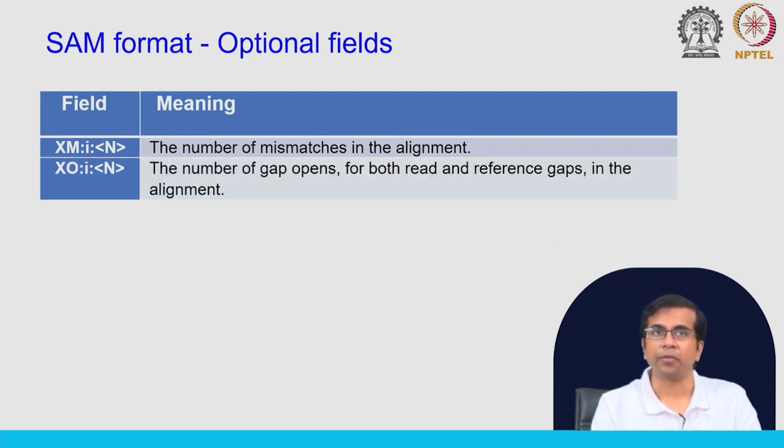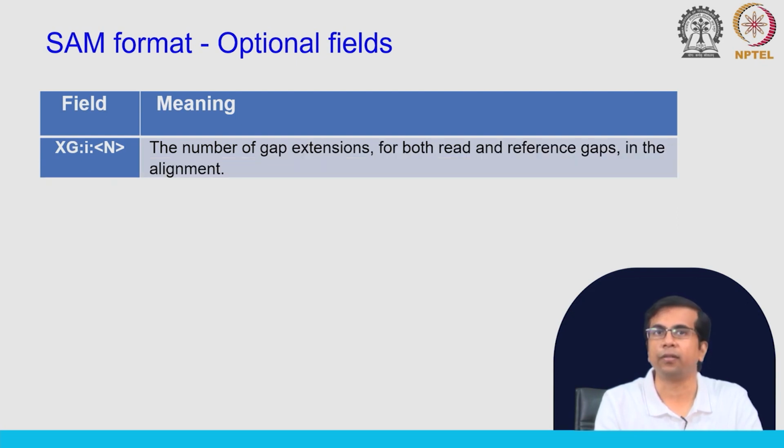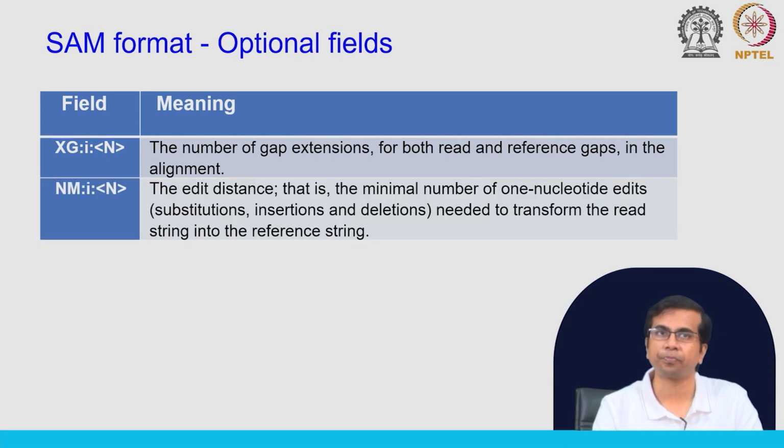Okay. Then you have something called XO and the number of gaps that you get for both read and reference gaps in the alignment. So, this is simply describing the number of indels that you have in the data, and this is also the number of gap extensions, XG. So, again this is looking at both indels, and taking XG and XO, you will get information about the indels in the data that you have. CIGAR will give you an indication whether you have indels, and this will give you the numbers, how many indels you probably have in the data.